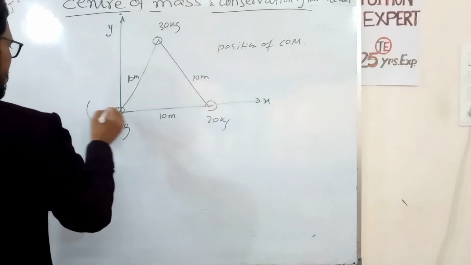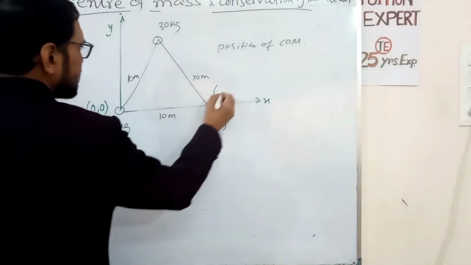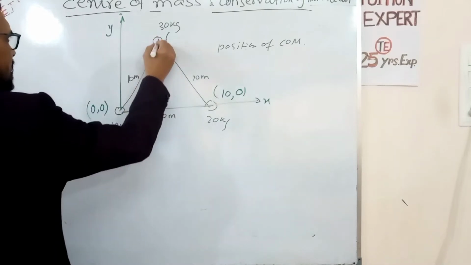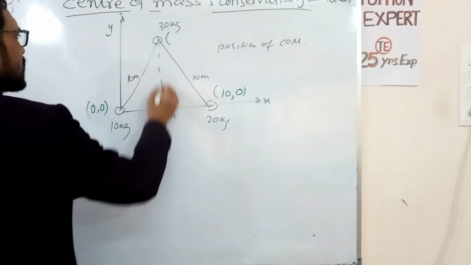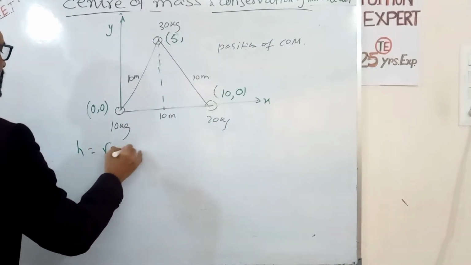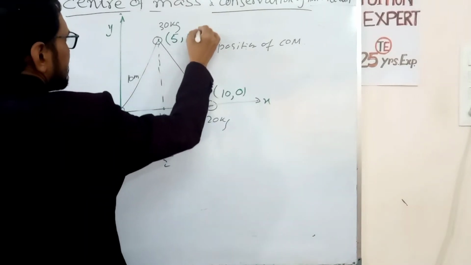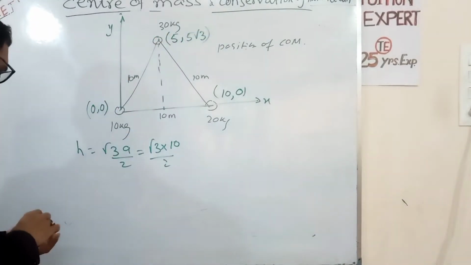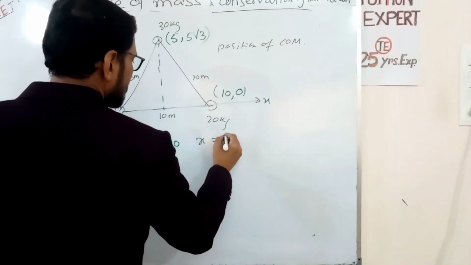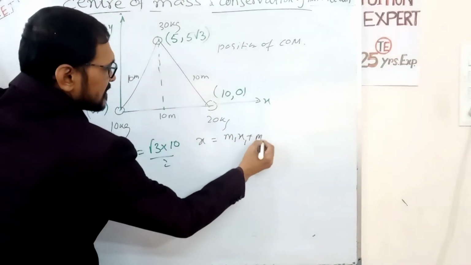Now what is the coordinate of this? This coordinate will be (0, 0), this is the origin, and this coordinate will be x coordinate 10, y coordinate 0. And the x coordinate here is 5 and the y coordinate is the height, so (5, height). Height is root 3 a by 2, which is equal to 5 root 3. So we get the coordinate of each mass. Now apply this theory: x coordinate equal to (m1 x1 plus m2 x2) by (m1 plus m2).